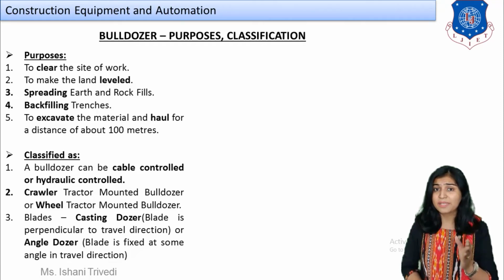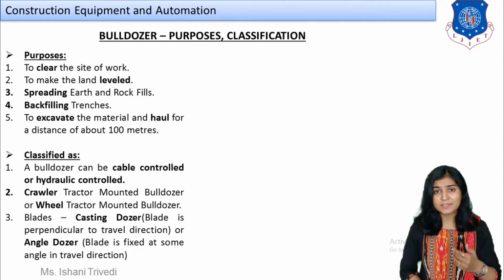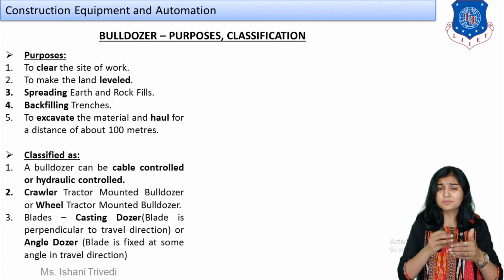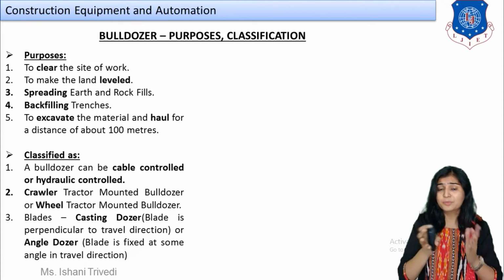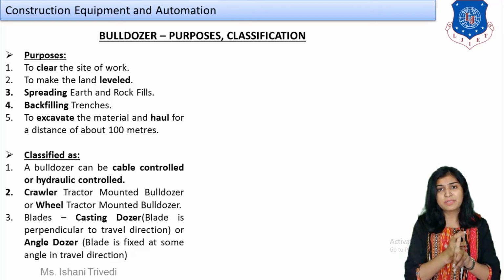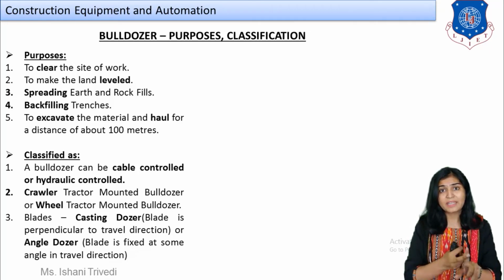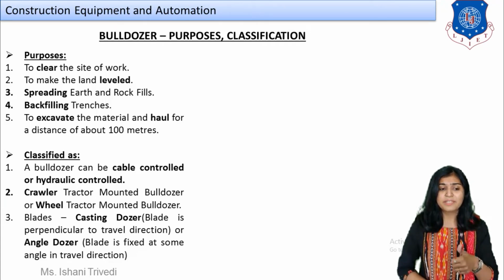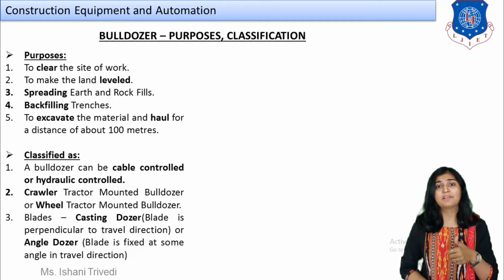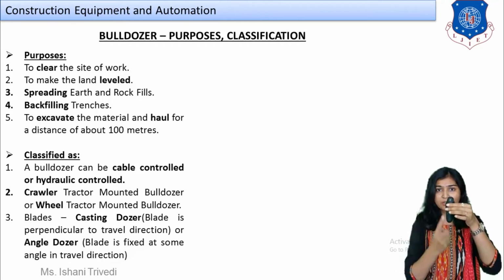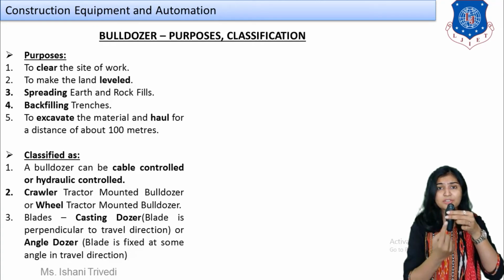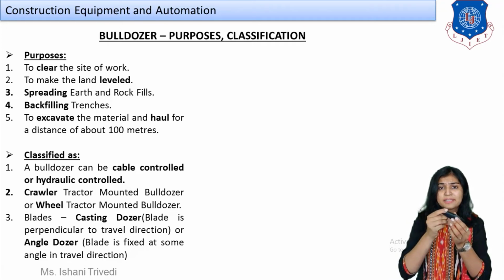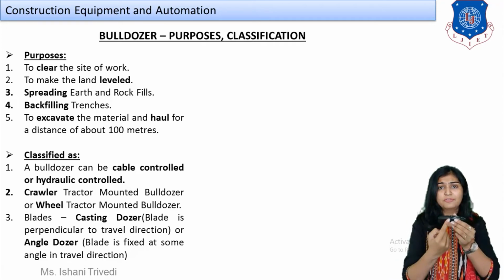Next, regarding the blades, with the help of blades, again you can classify your bulldozer, first as a casting dozer, meaning this will be only a different type of blade, different positions of blade. So the first classification is based on control, second is based on mounting, and third is based on the blades. According to that, we have a casting dozer. It means the blade is perpendicular to the direction of travel. Okay. Next is angle dozer. It means the blade will be fixed at a certain angle to the direction of travel.